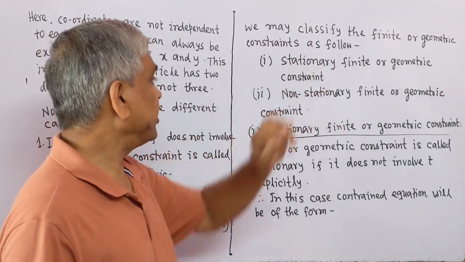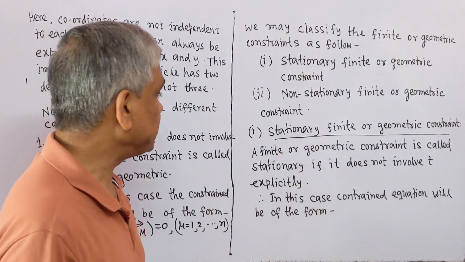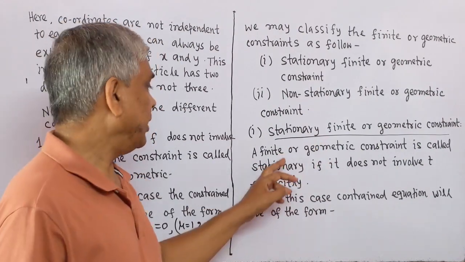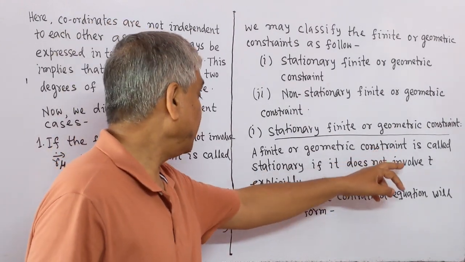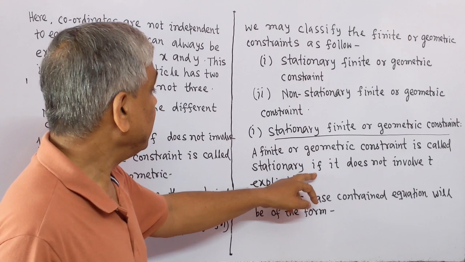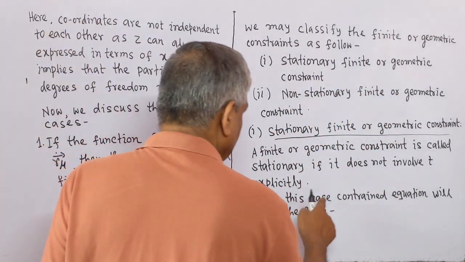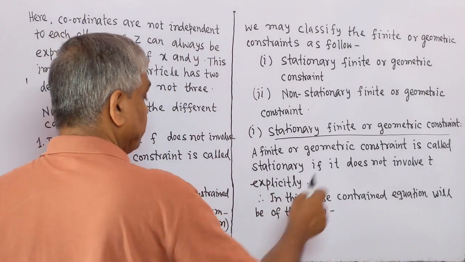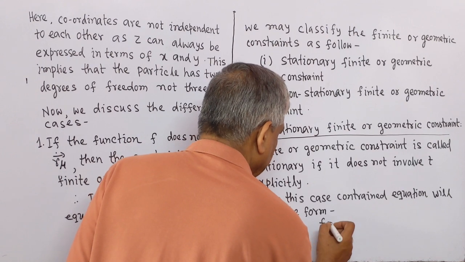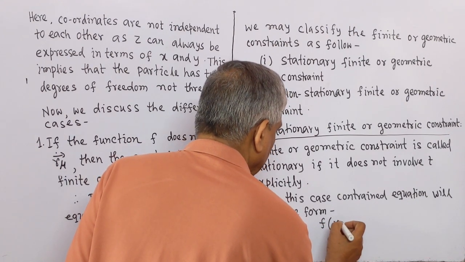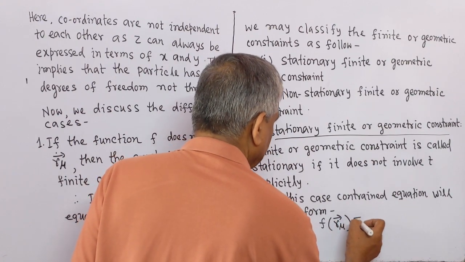Number one, stationary finite or geometric constraint. Now we discuss this constraint. A finite or geometric constraint is called stationary if it does not involve t explicitly. Therefore, in this case, the constraint equation will be of the form f of r mu, the position vector, equals 0.